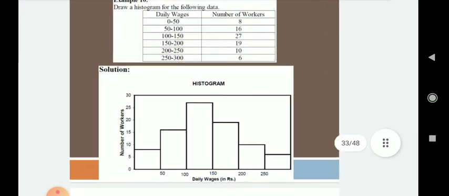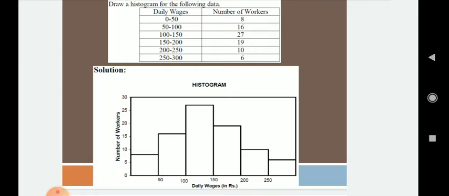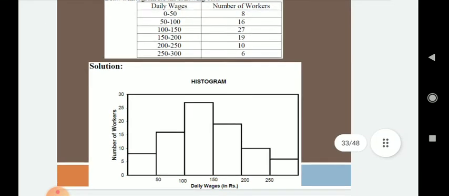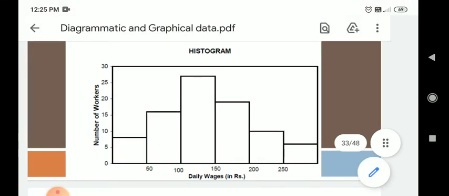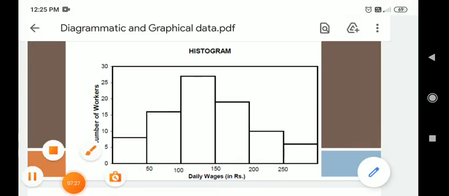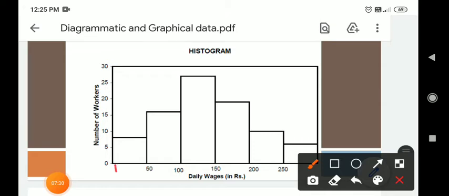Let us start solving this problem. Now you can take a scale here, suppose 1 centimeter equals 50 rupees. So you can draw 1 centimeter each. 0 centimeter, 1 centimeter, 2 centimeter, 3, 4, 5, 6. So at each place you have to write 50, 100, 150, 200, 250. Scale is 1 centimeter equals 50 rupees. Similarly on the y-axis you can take an appropriate scale. Here I have taken 1 centimeter equals 5 workers. So after every centimeter, 5, 10, 15, 20, 25, 30.